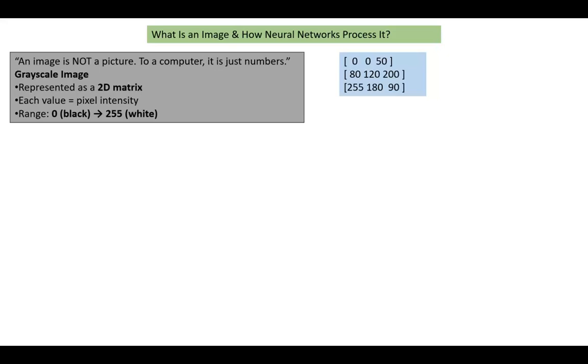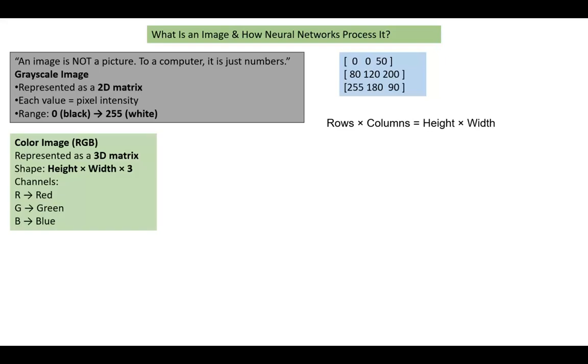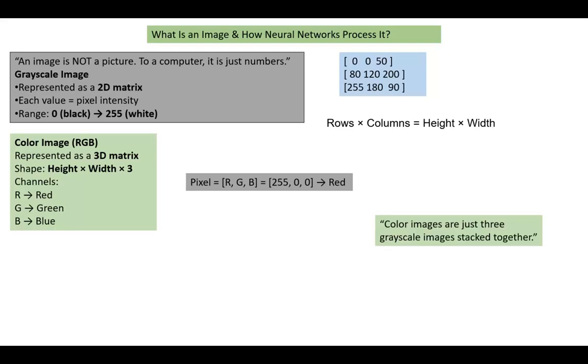For example, this is an image for a computer. The rows and the columns will be the height and the width of the image. In the case of a color image, it is represented as a 3D matrix, where the shape is nothing but the height cross width cross the 3 channels. The 3 channels are nothing but red, green and blue. For example, 255, 0, 0 is an absolute red. So color images are mere just 3 grayscale images stacked together. Hope you understand what is an image.